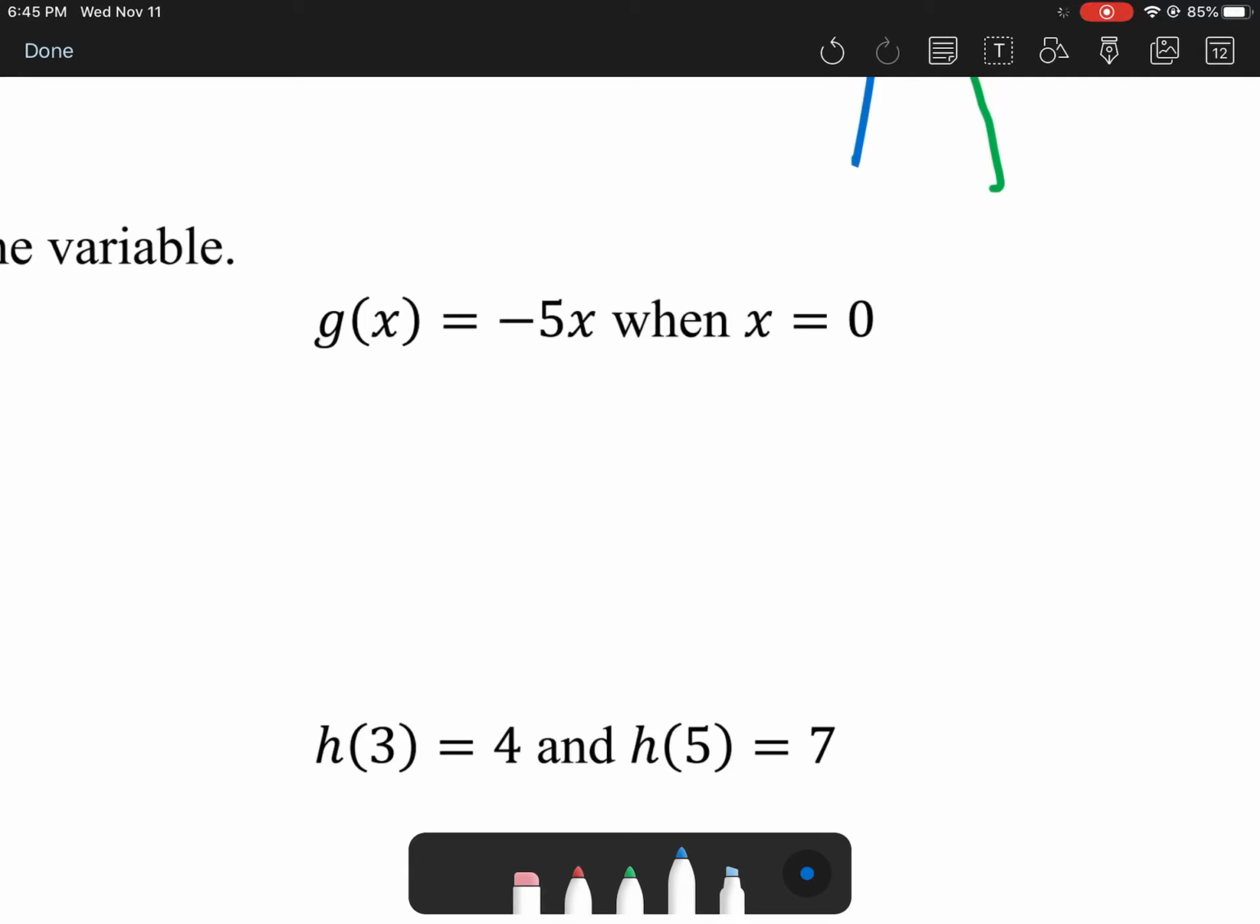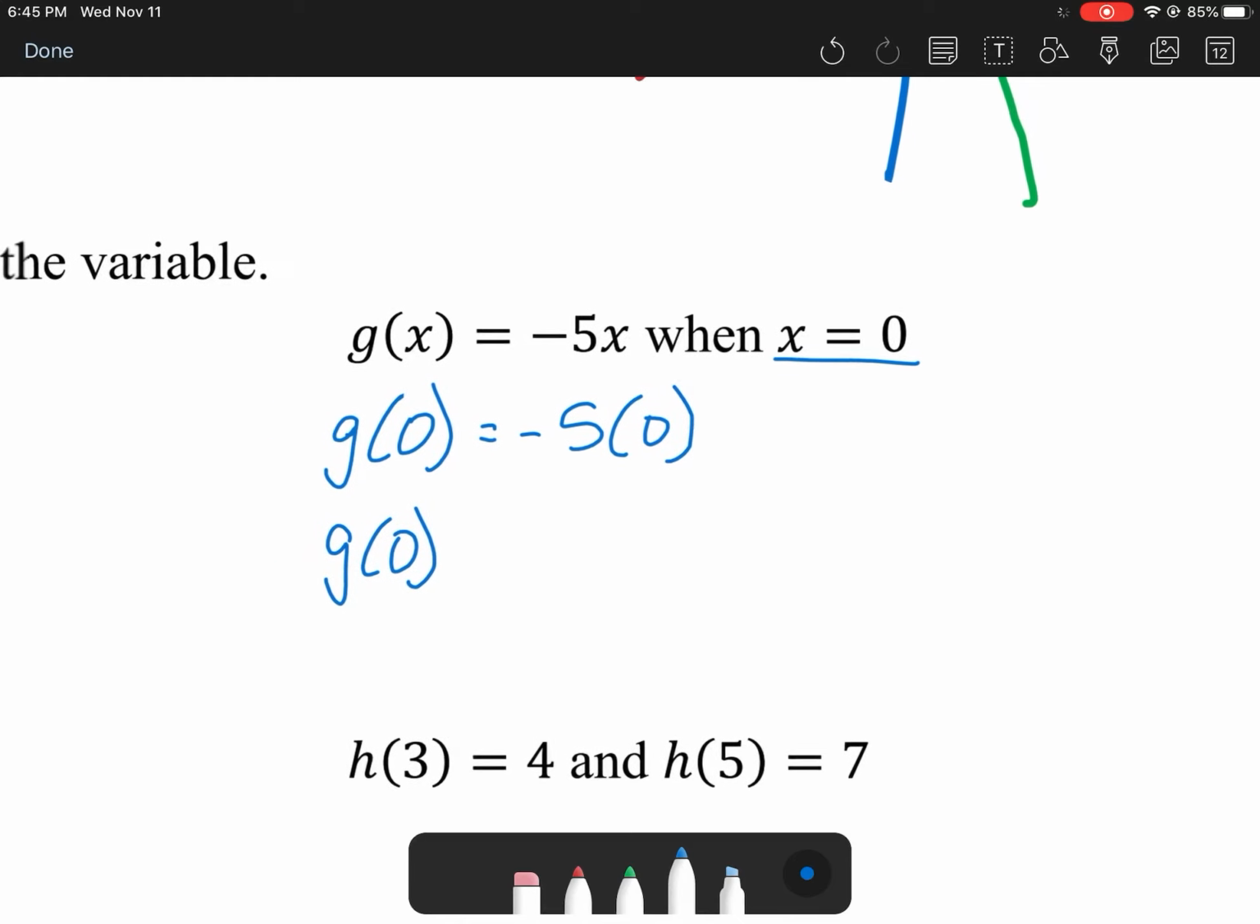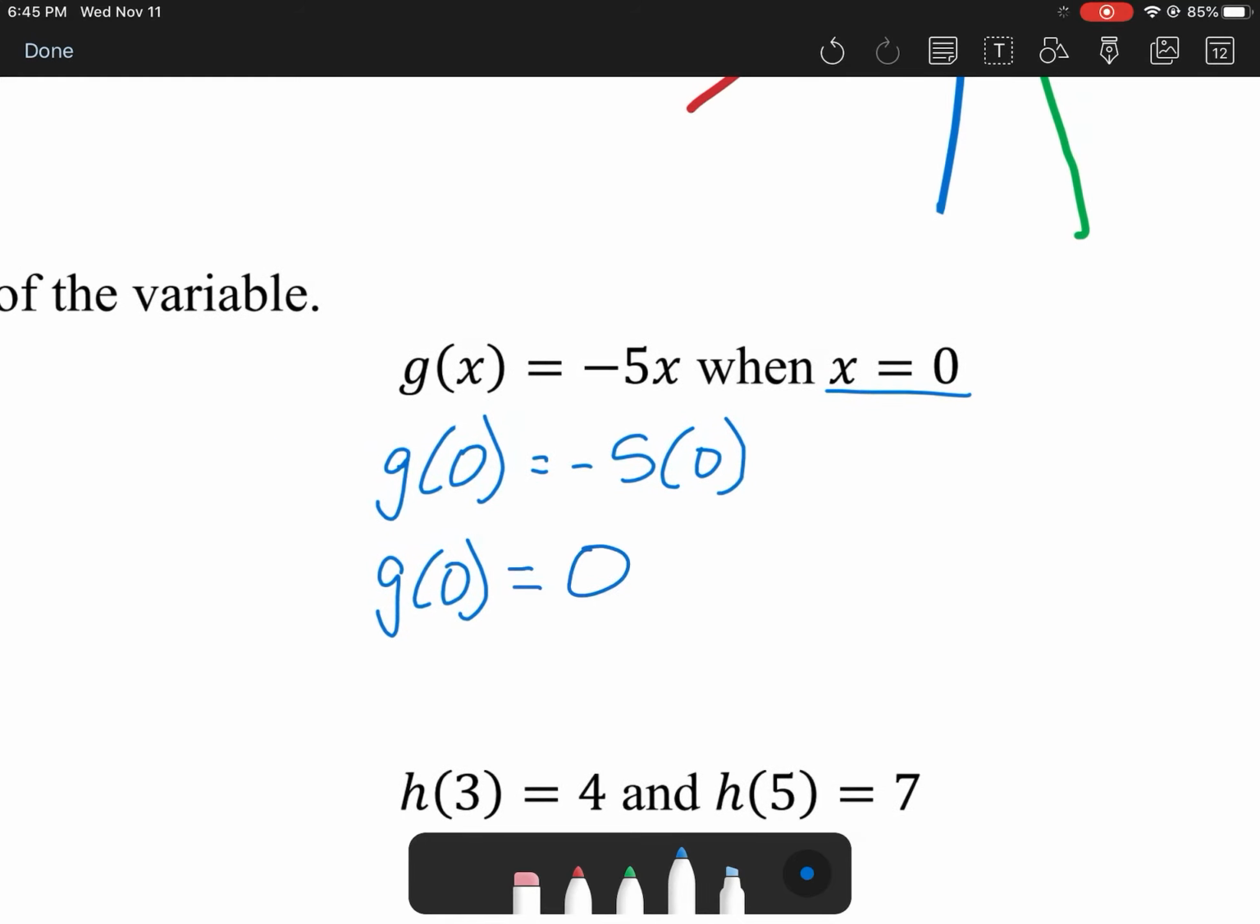Try this one out real quick. Pause the video, please. Did you pause it? I know you guys didn't pause it. That's so rude. All right, so we want to find out when x is equal to 0 in my function g of x. So I'm going to substitute 0 in. Negative 5 times 0. So g of 0 is equal to 0. So when x is equal to 0, my function is equal to 0 as well.